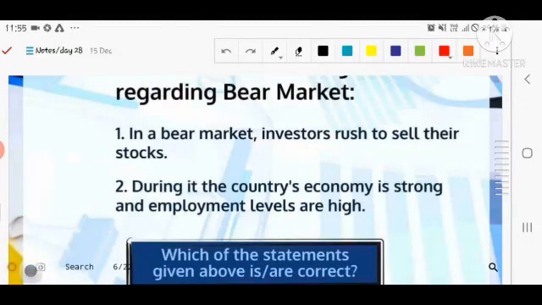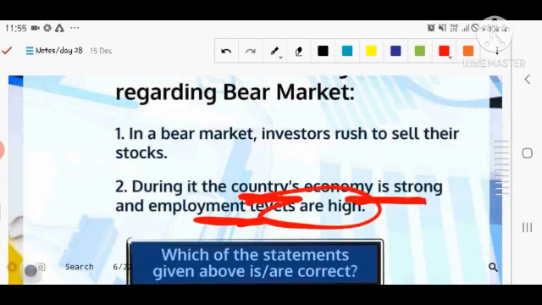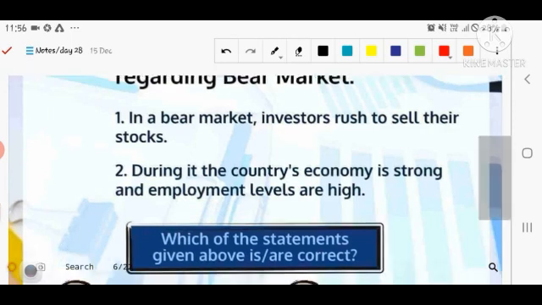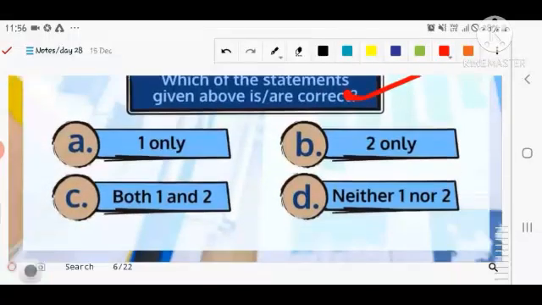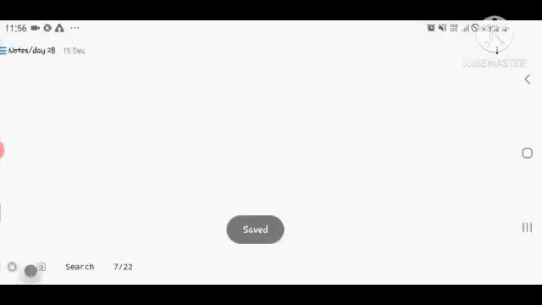In a bear market, investors rush to sell their stock. It means they purchase a stock expecting to get a maximum return in the future, but because of the poor condition of the economy, the investors sell their stock. Number second, when the country's economy is strong and employment levels are high, this type of situation is found. So this is the question, and you have to tell the correct option: first only, second only, both, and neither one nor two.